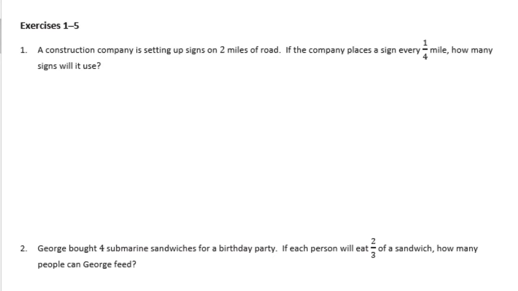Exercises 1 through 5. Number 1, a construction company is setting up signs on 2 miles of road. If the company places a sign every 1/4 mile, how many signs will it use? So it's setting up signs on 2 miles of a road, and they set up one every 1/4 of a mile. So one way we could do it is using a tape diagram.